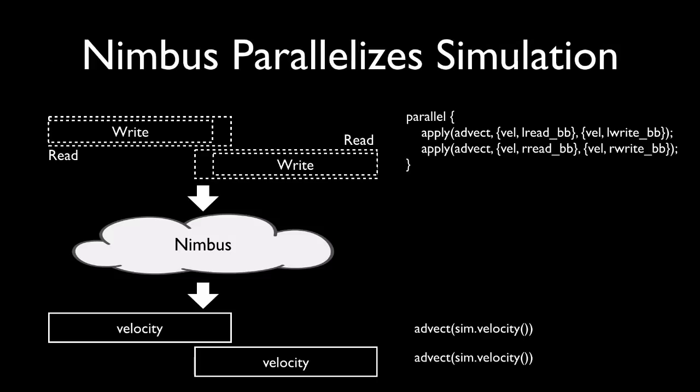Then Nimbus takes that representation and does a lot of magic under the hood, which I'll talk about, and turns this into two sub-simulations, one on the left, one on the right, which it then stitches together at runtime, such that it does the automatic transfers, and those two simulations are consistent.